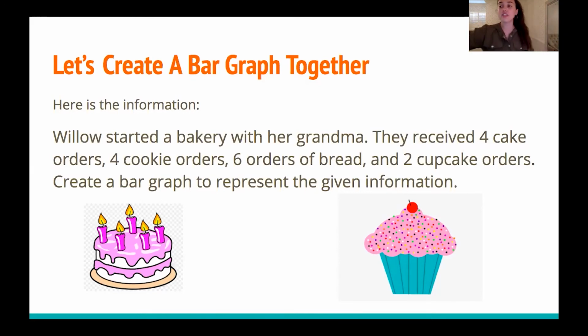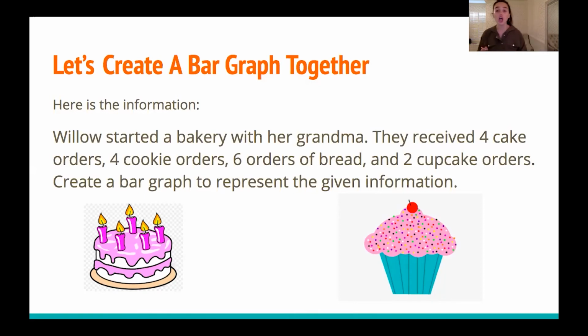Perfect. Now let's look at bread. How many orders of bread did we have? 6 orders. Okay, 6 orders. Let's go ahead and find the 6 on the y-axis and make our bar in line with the 6. Okay, and again, go ahead and color that in if you'd like. I know that I like to color it in just to make it more colorful, make it pop a little bit.